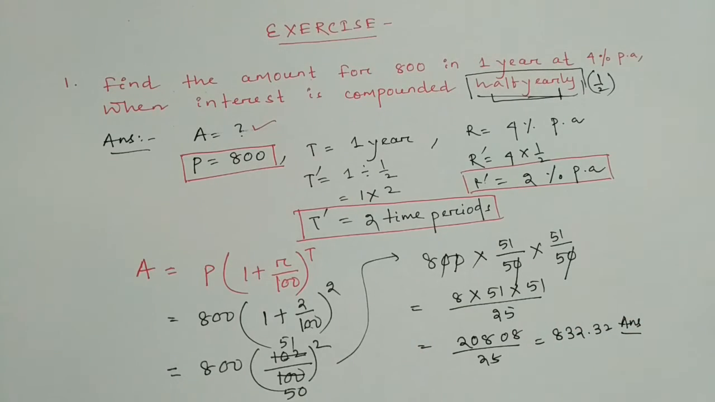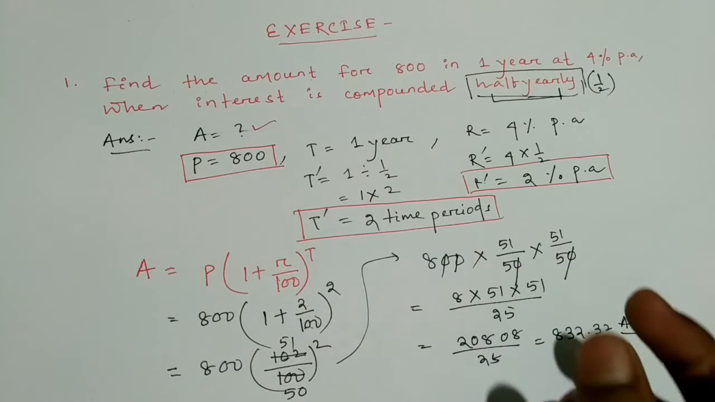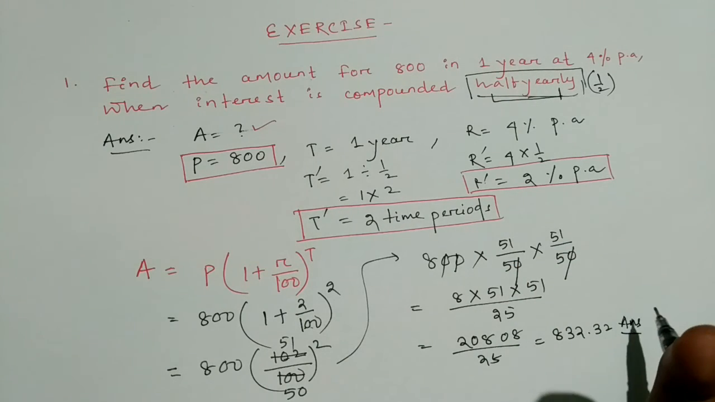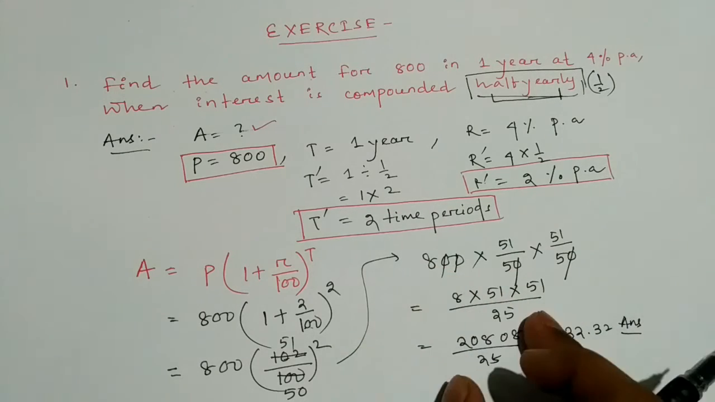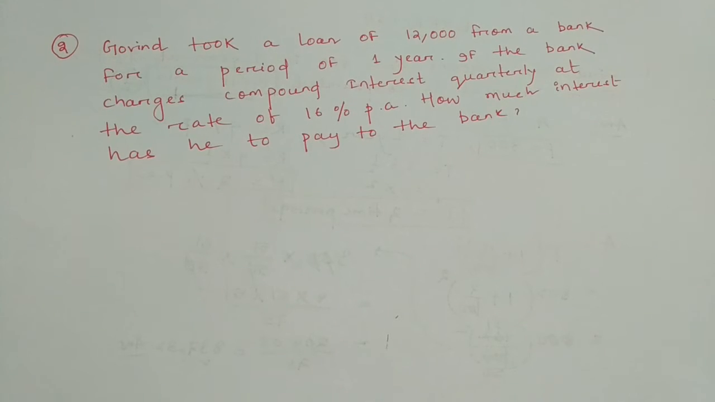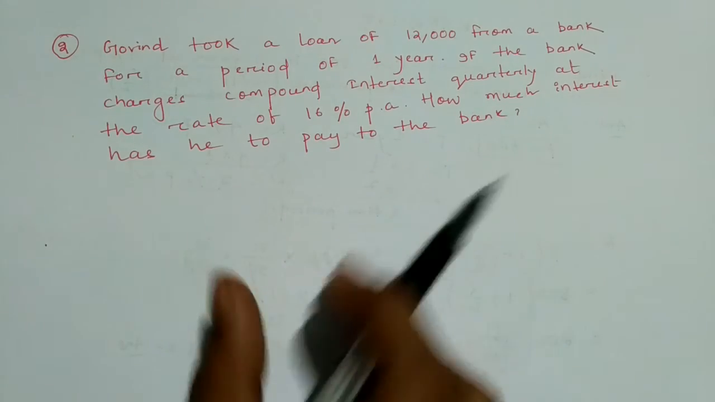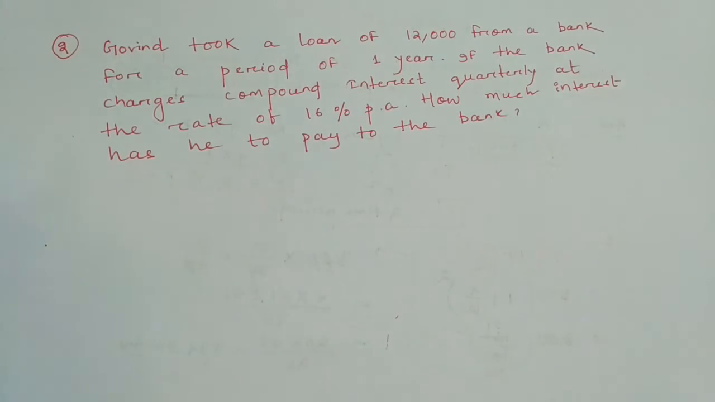So friends, you will have to solve this. There is no shortcut, but you can do it this way also: 51 into 51, you can also find the square as 50 plus 1 squared, then multiply with 8 divided by 25. So this will be my answer. So this is it. This is your question number 2. This question may look very lengthy, but I think it is as easy as the one before.